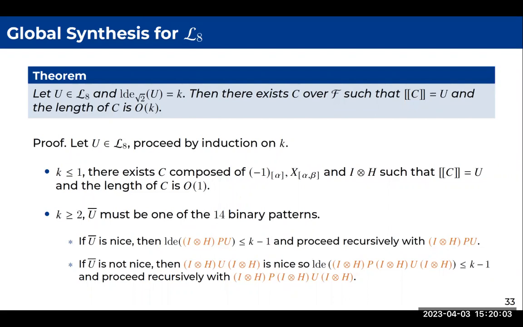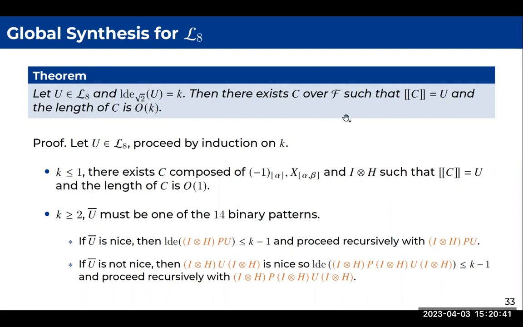Okay, so as you can see, at every reduction step from k to k minus 1, you are only using a constant number of the generators from the generating set F. Here, this I tensor H is an element and P is a permutation matrix. And this permutation matrix can be implemented by this X alpha beta. So the cost is efficient and it only takes a constant number of gates from this generating set.